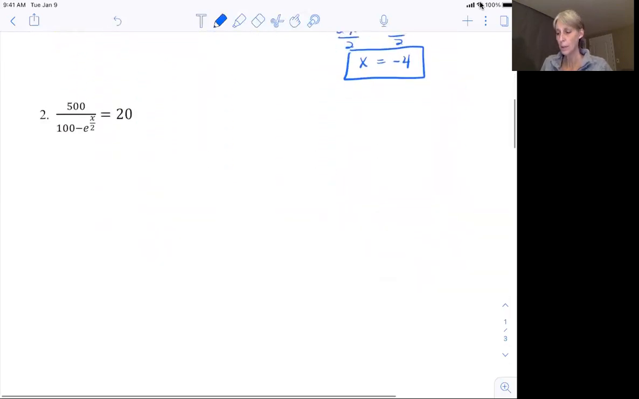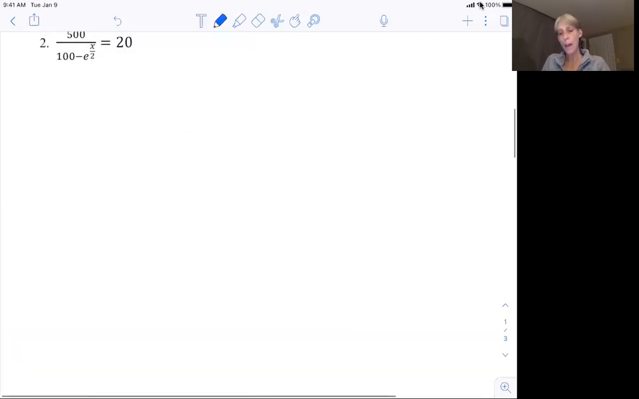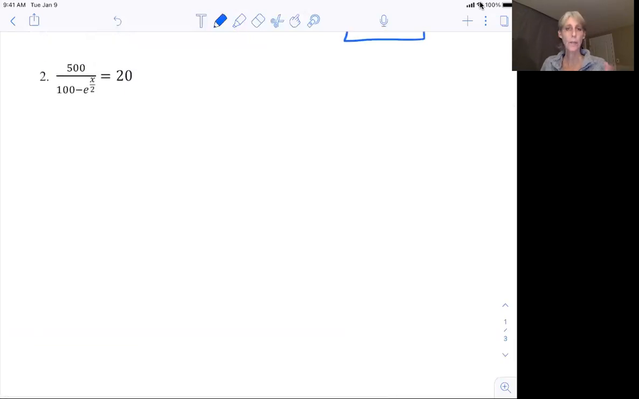Okay. In the next example, think about what you know already. I know I'm scared when I see an e, but that's going to be okay. I see a fraction on one side and a number on the other, but only one term has a variable. So this is a little different than the last example. I may start by putting this over a 1 and cross multiplying.